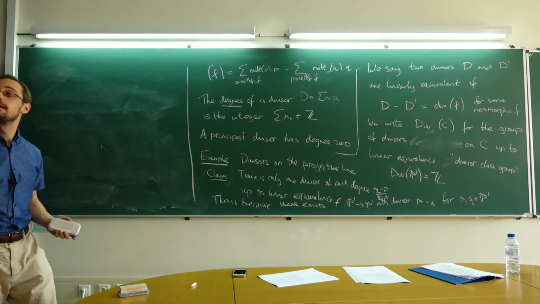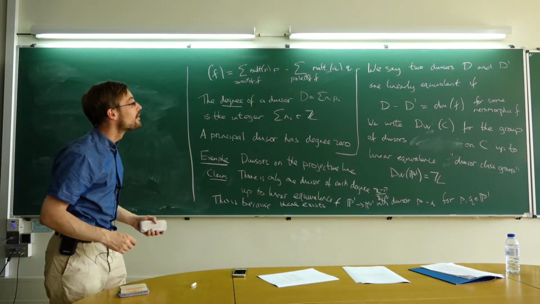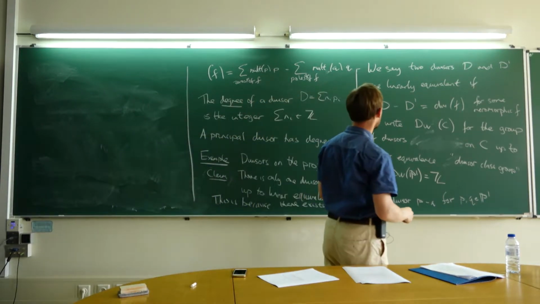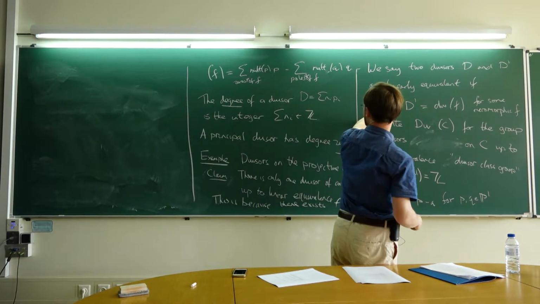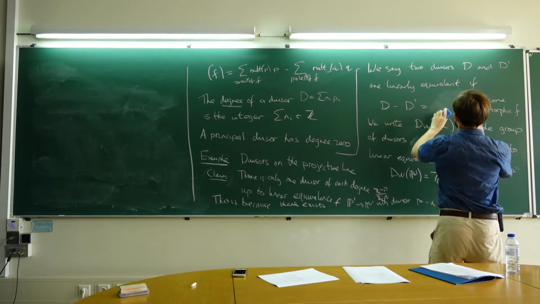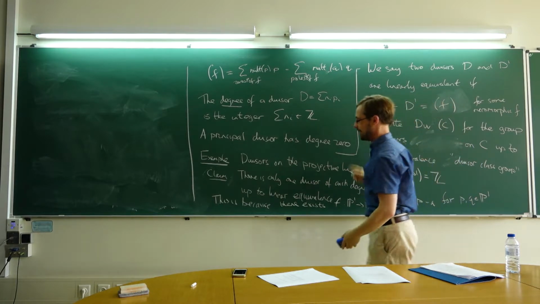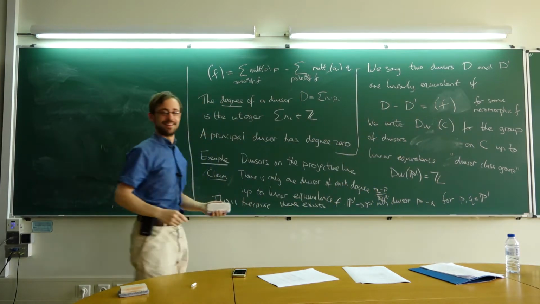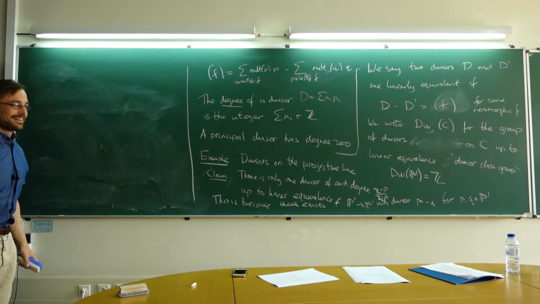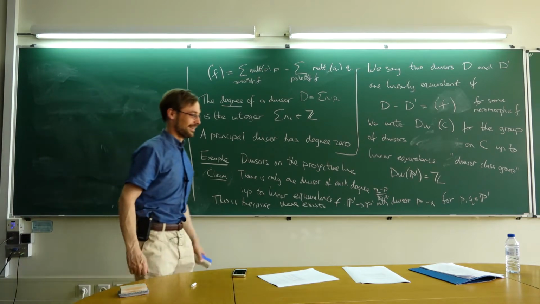What's the prefactor in front of, so you have this linear equivalence, d minus d prime. What's the factor in front of f? Oh, the divisor of f. Oh, yeah, I didn't write that. I wrote that as my notation, and then I tried to write something else. Okay, that's confusing. Great. So, what else do I want to say?